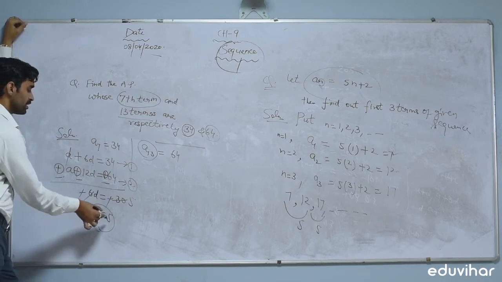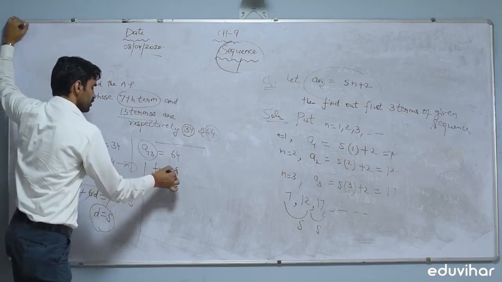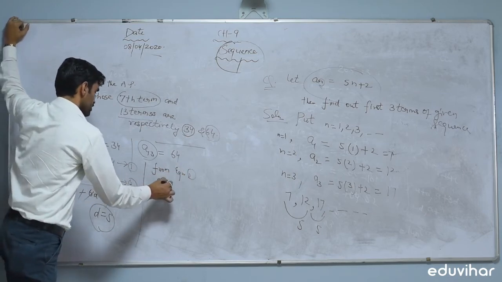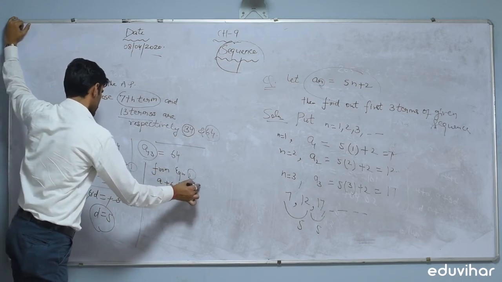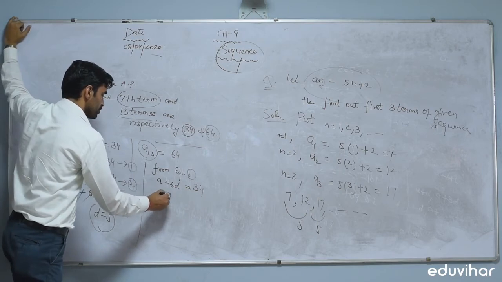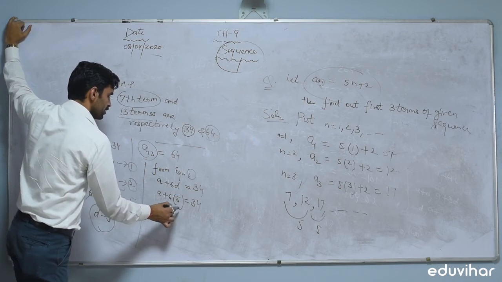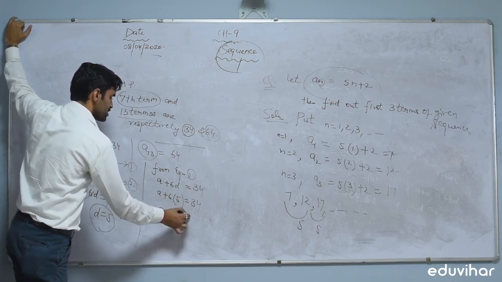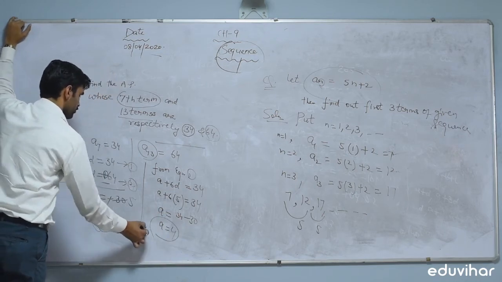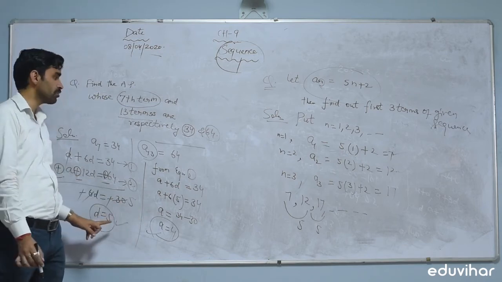If we put the value of d in either equation, say equation number 1, a plus 6d equals 34. Putting d equal to 5, we have a equal to 34 minus 30, which is 4. So the value of a is 4 and the value of d is 5.